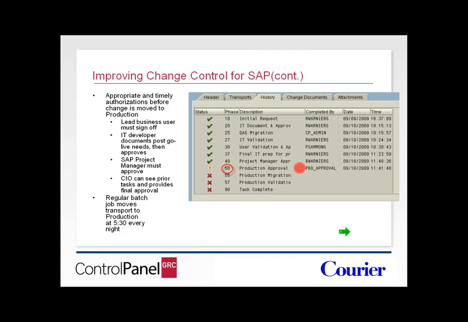And then for production migration of these transports, we have a batch job that we set up to go at 5:30 every night. If we have an emergency transport that needs to go through, we can override it. And if we want to delay a request and say queue them up to all go on Sunday afternoon at 5:30, we can also do that.